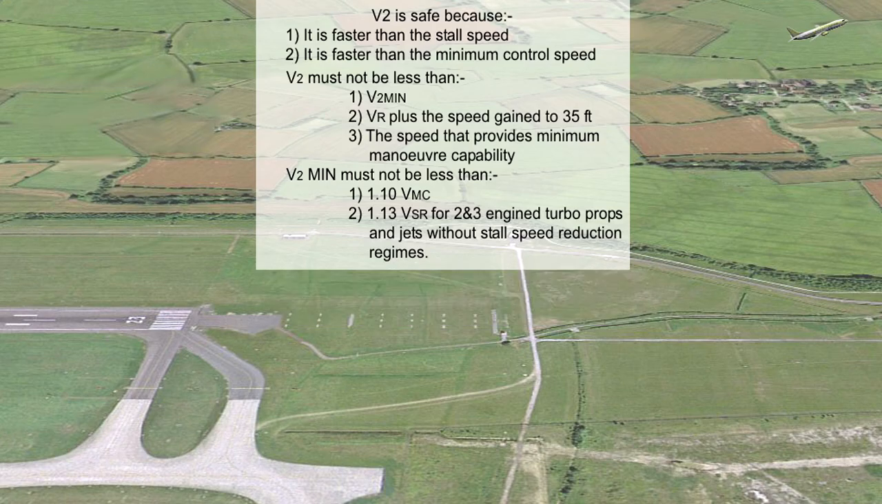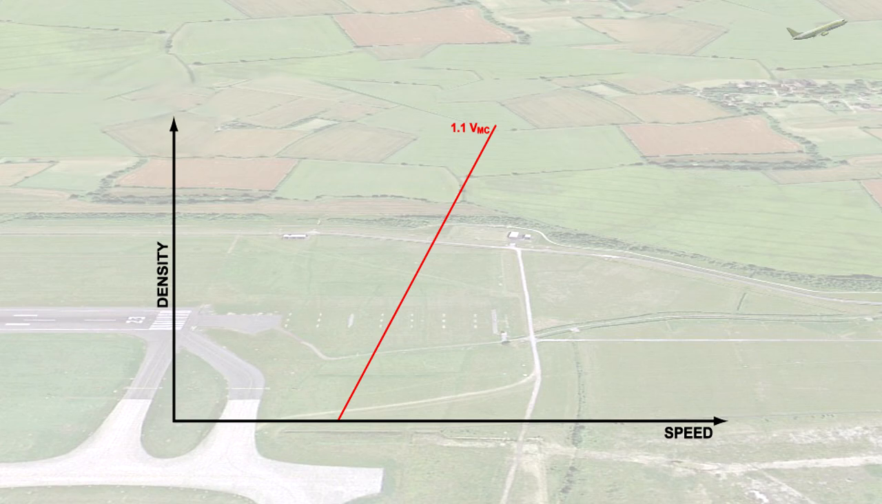Let's assume a two-engine jet with stall reduction regimes for the purposes of an illustration. This means that V2 min, and therefore V2, cannot be less than 1.1 VMC and 1.13 VSR. Using a graph with density on the y-axis and velocity on the x-axis means that 1.1 VMC speed is plotted as shown, and the 1.13 VSR is plotted as shown.